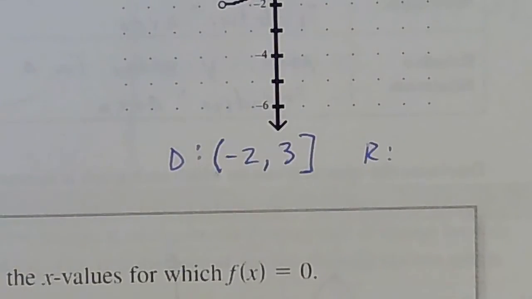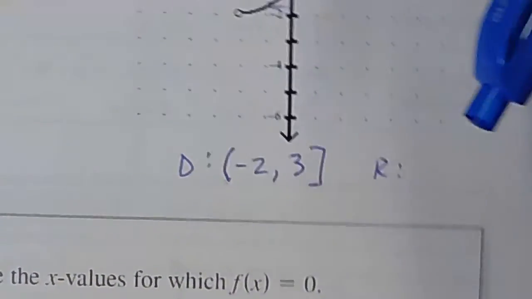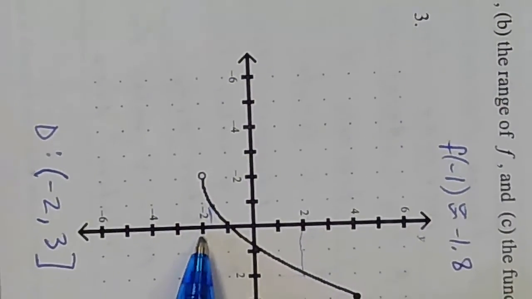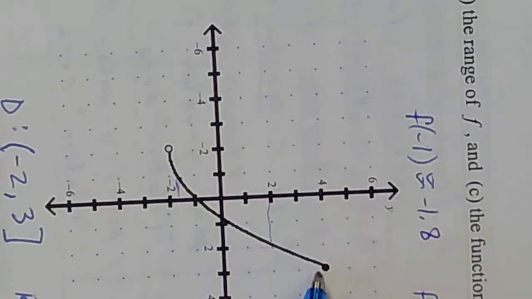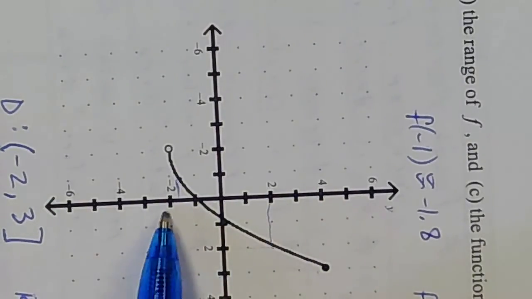Okay. Range, now I'm thinking top and bottom of it, right? So I've turned this thing to the side. So what's the lowest y value I have? -2, not including -2, all the way over to 4, including 4. Okay.